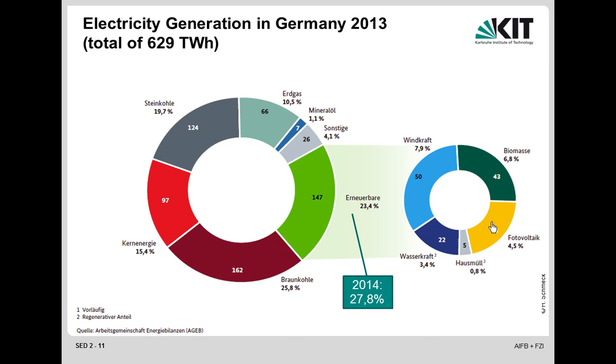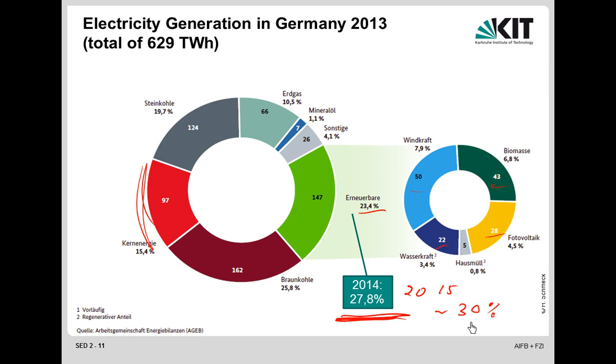So again, in 2013, we had 23.4% electricity generation from renewables, the remainder from lignite, from coal, from nuclear power, and so this part here has to be replaced completely with other sources, with renewables, for example. In the renewable part we have wind, biomass, photovoltaics, water, and some other parts. In 2014, this increased to 27.8%. In 2015, it was around 30%.